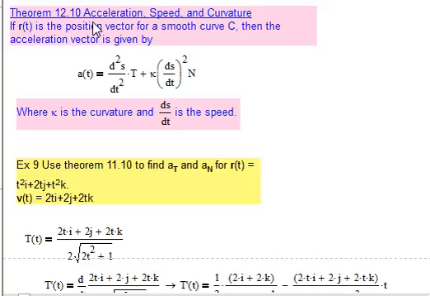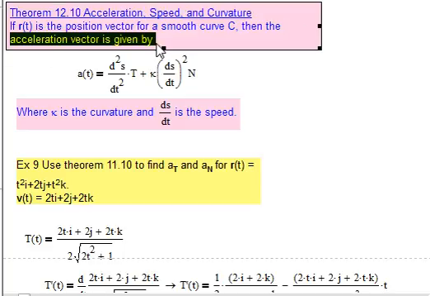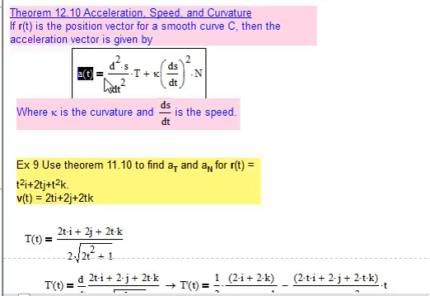Well, there's a relationship between acceleration, speed, and curvature. If r of t is a position vector for a smooth curve C, then the acceleration vector is given by d squared s over dt squared times the unit tangent vector. That would be the second derivative of the arc length with respect to t, plus kappa, the curvature, times the square of ds dt times the unit normal vector, where kappa is the curvature and ds dt is the speed. So this is the speed squared. This is the first derivative of speed.